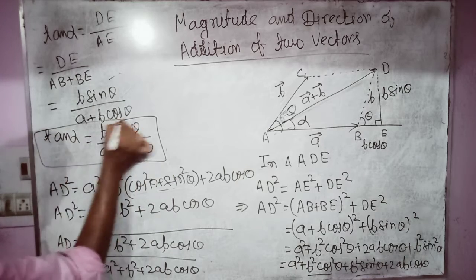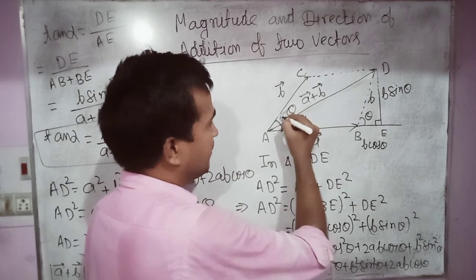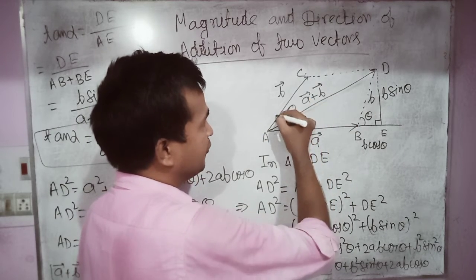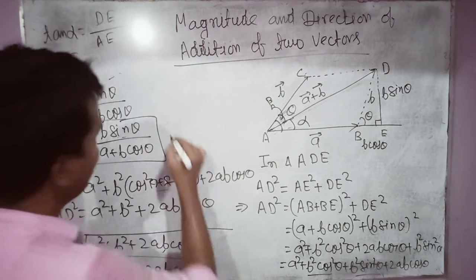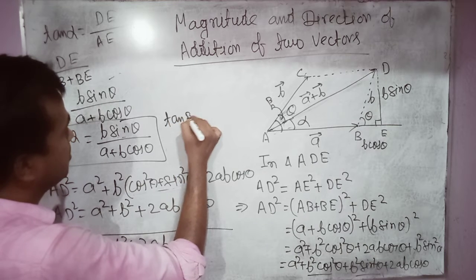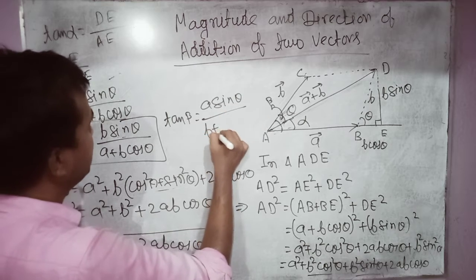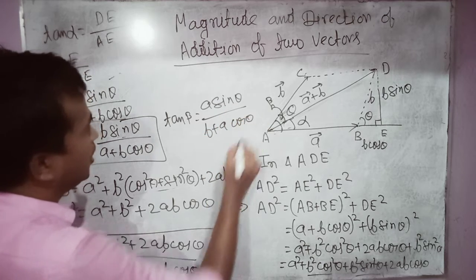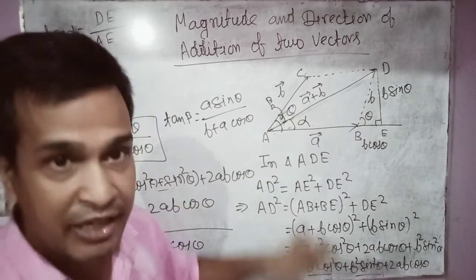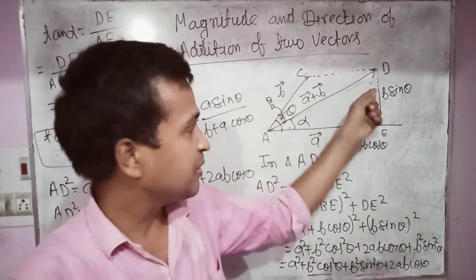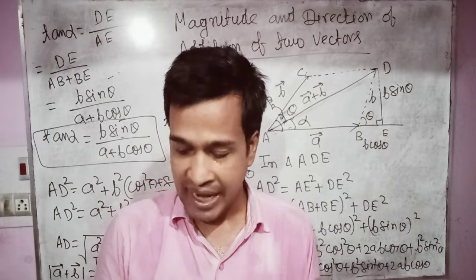This is the formula for the direction, and we can also find the angle that A plus B makes with the vector B. Let this angle be beta. If you find out this angle, then tan beta is equal to A sin theta by B plus A cos theta. So if we find out either of these two angles, alpha or beta, it will give the direction of the vector A plus B. So these are the formulas to find the magnitude and direction of addition of two vectors.